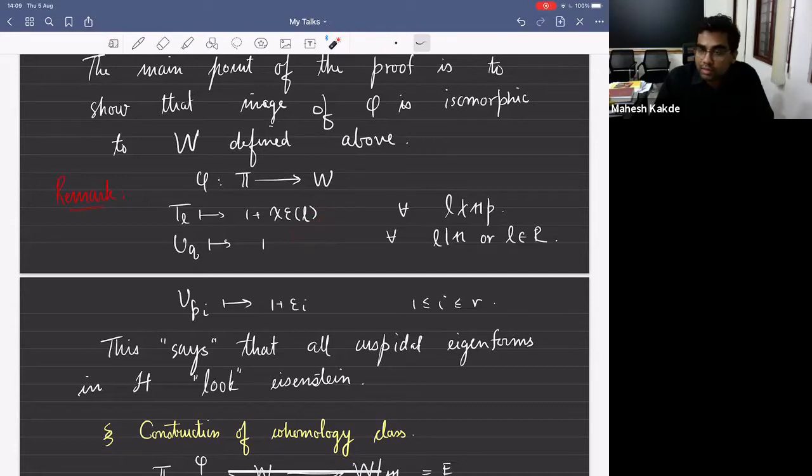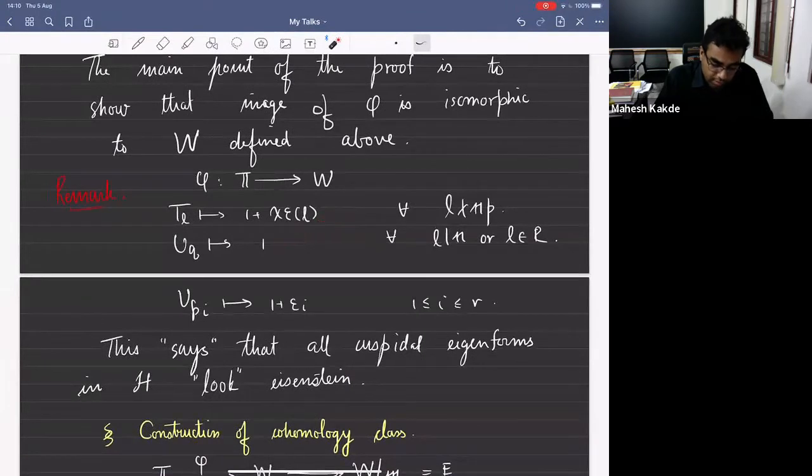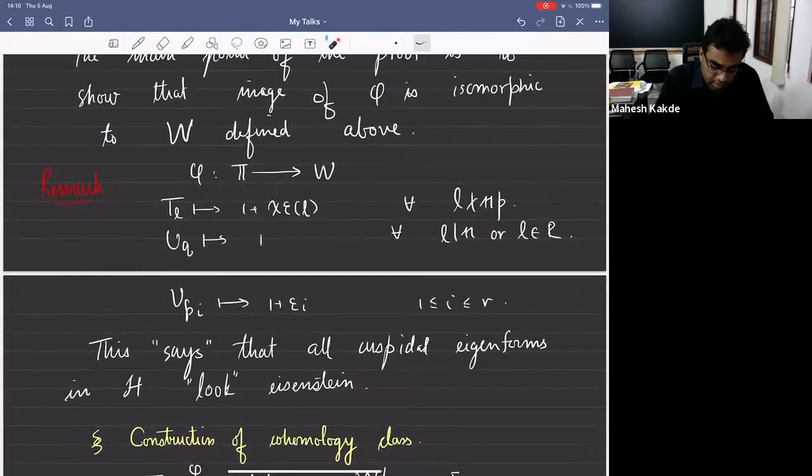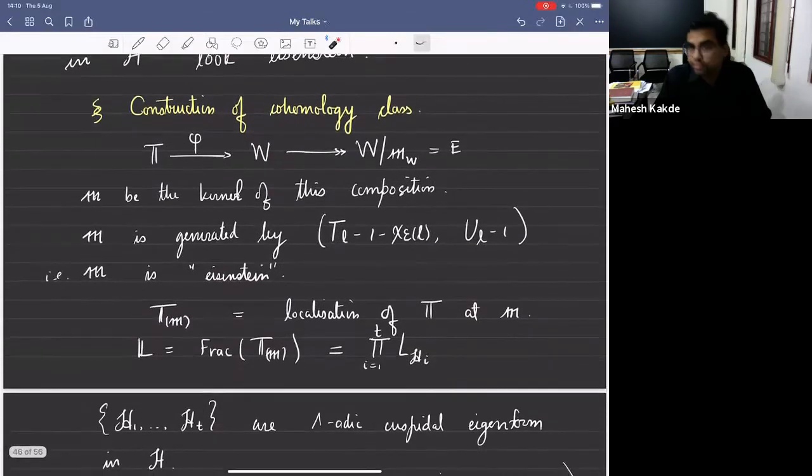So this is saying that even though we are in a cuspidal Hecke algebra, the part that we are looking at actually looks like Eisenstein, and this is precisely because we had this congruence modulo pi to the Rn plus 1 with these Eisenstein series that we had. Okay, so this is the important point that will be useful in constructing the cohomology class. So we move on to construction of the cohomology class.